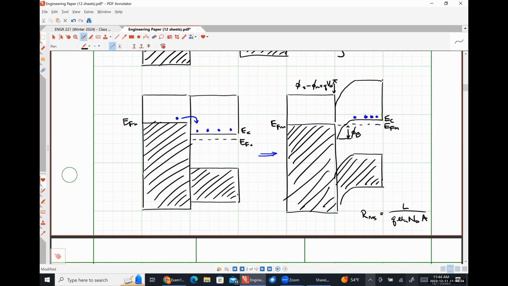Anything else? No. All right, so Wednesday, we're going to start talking about diodes as devices. So less physics, more circuit analysis. Hooray.